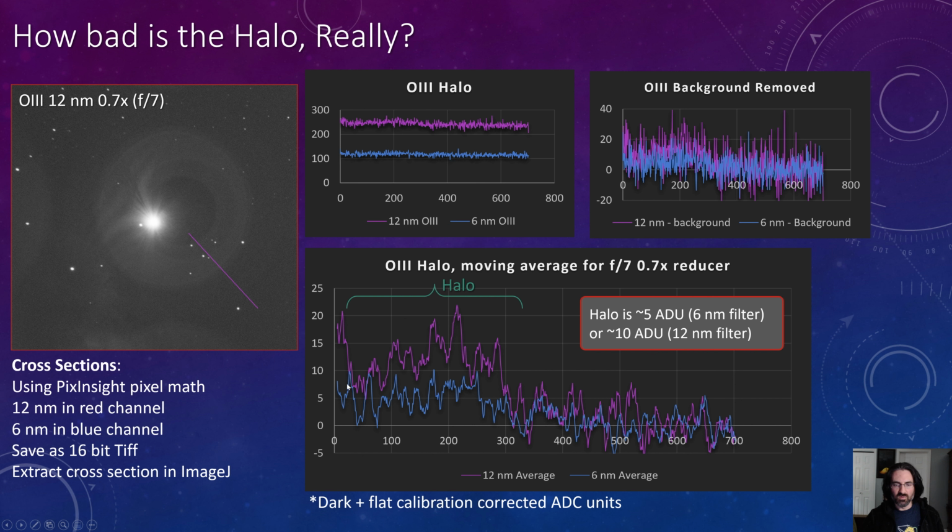And if we look in the region of the halo, we can see that the 6 nanometer bandwidth filter provided about 5 analog to digital units, and the 12 nanometer bandwidth filter provided about 10 ADU worth of signal. So it's really not that much signal, almost within the standard deviation of the signal magnitude. But you can definitely see it in the image, and it is something you'll have to contend with to have really nice images.